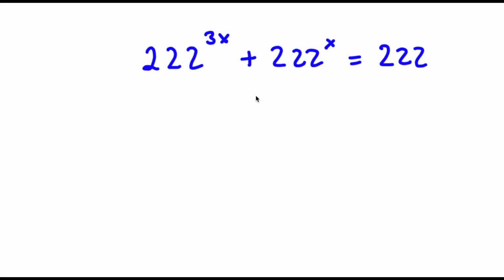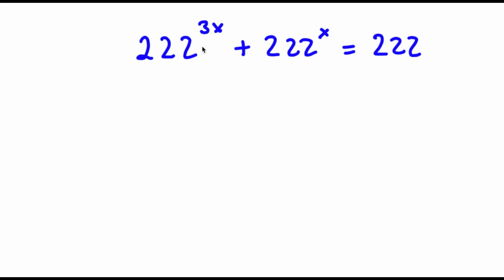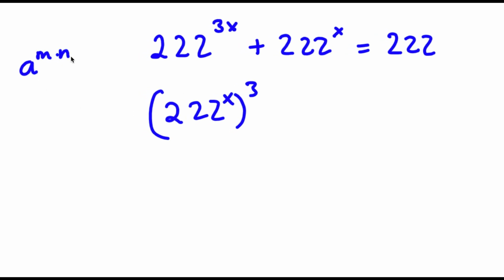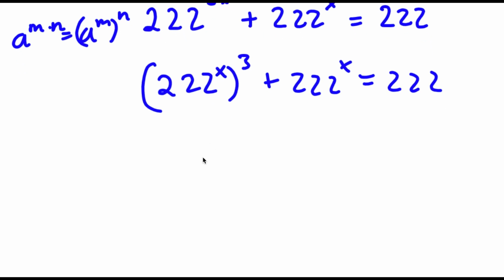Alright, so in this problem I have 222 to the power of 3x plus 222 to the power of x is equal to 222. So to start, I'm going to rewrite 222 to the power of 3x as 222 to the power of x to the power of 3, because if I have something in the form a to the power of m times n, this is equal to a to the power of m to the power of n. So now I have this plus 222 to the power of x is equal to 222.